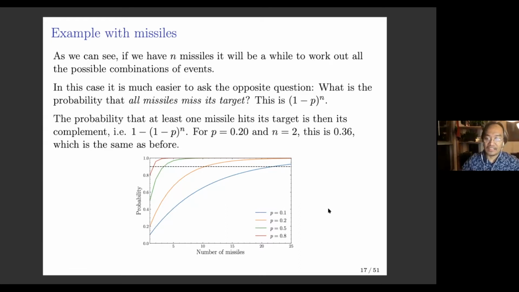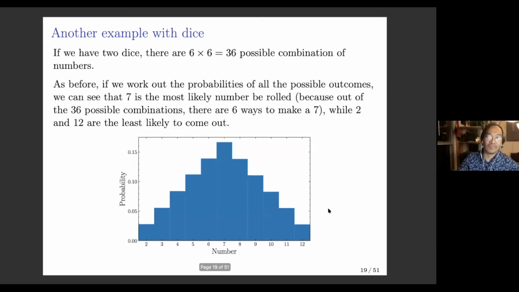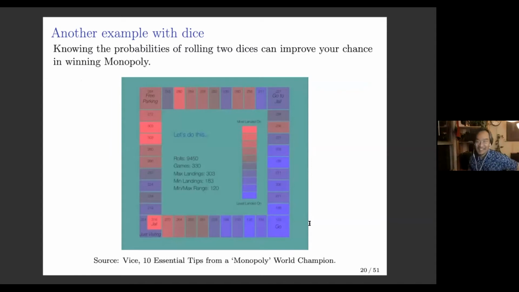Right. So now here's another example. You all know about the dice, and it has an equal chance of rolling any number. It's 1/6. But if you have 2 dice, there are 36 possible outcomes. And if you work out all the probabilities, we know that the most likely number to come out is 7, because there are 6 ways to make a 7: 1 and 6, 2 and 5, and so forth. And you can see that 2 and 12 are the least likely numbers to come out. That's why you have high returns if you bet on 2 or 12, if you like gambling with dice. So if you understand this fact, it will give you an edge in a game of chance.